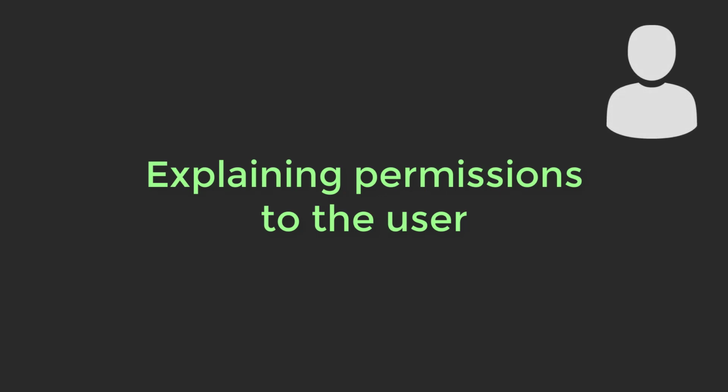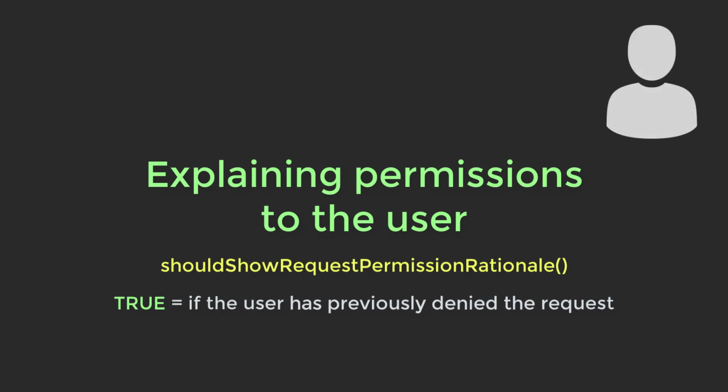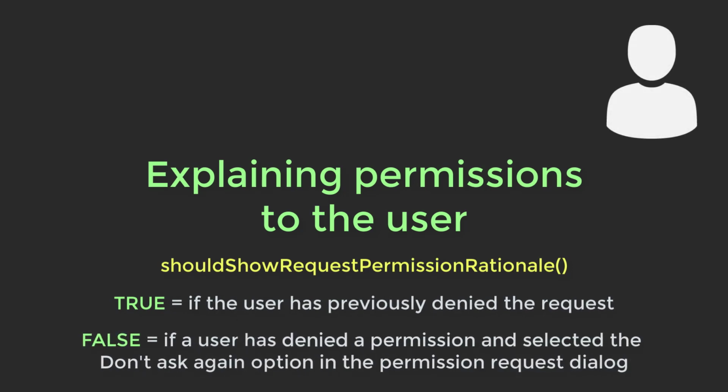One approach you might use is to provide an explanation only if the user has already denied that permission request. Android provides a utility method called shouldShowRequestPermissionRationale that returns true if the user has previously denied the request, and returns false if the user has denied the permission and selected the don't ask again option in the permission request dialog, or if a device policy prohibits the permission.